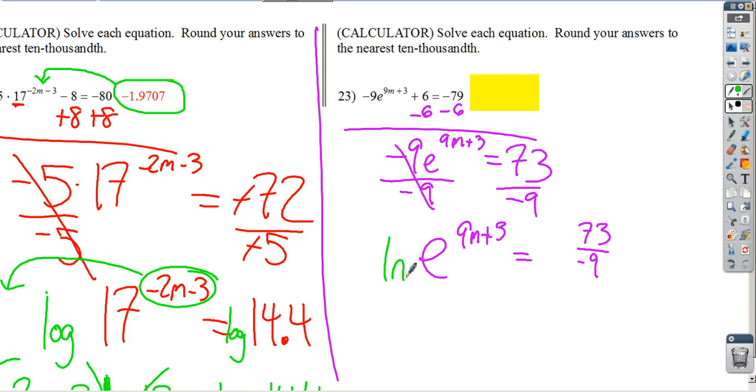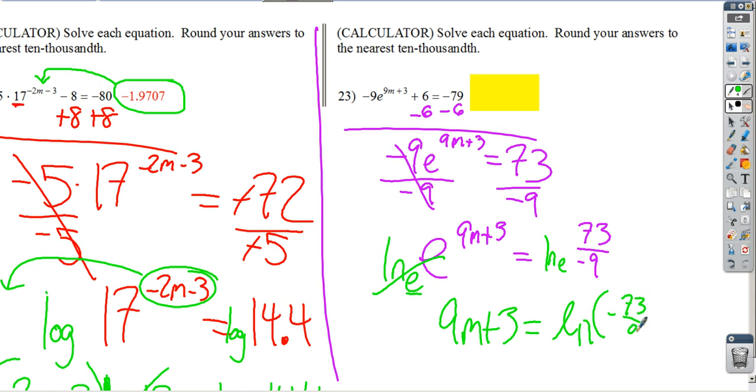Okay, then what log should I take to get this to come down? I'll take the natural log. You could take another log, but there's a reason we're taking the natural log. Okay, e to the what power is e to the 9m plus 3? It's just 9m plus 3. That's why we took the natural log. And this is the natural log of negative 73 over 9.